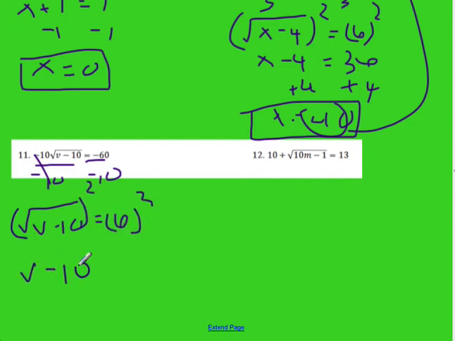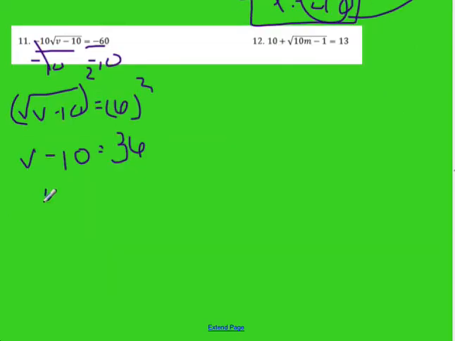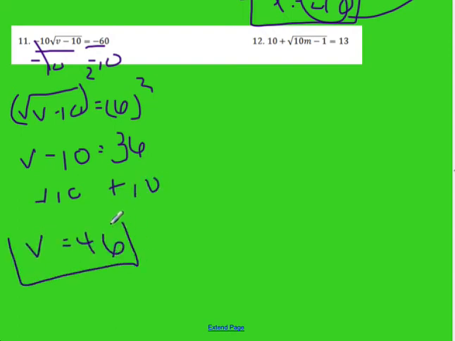So I get v minus 10 is equal to 36. Then I'm going to add 10 to both sides, and I get that v is equal to 46. So that's my final answer for number 11.